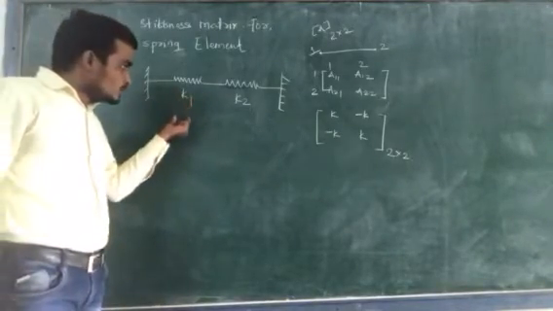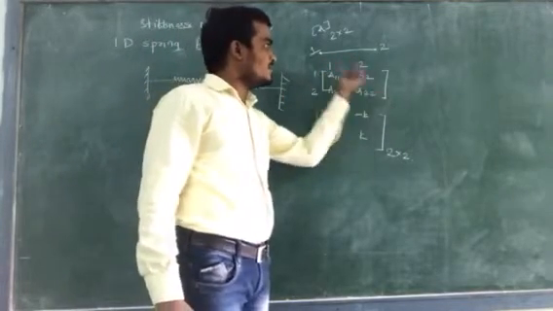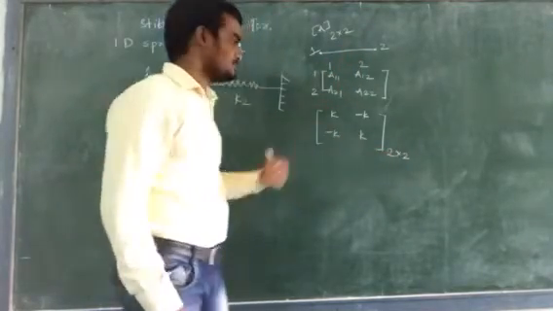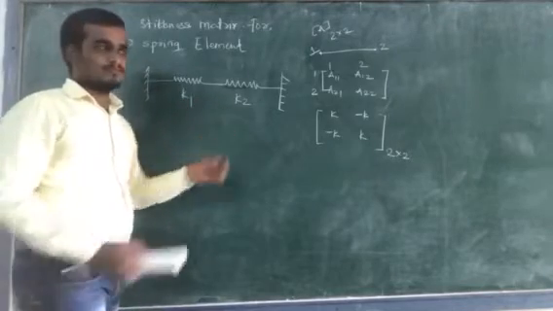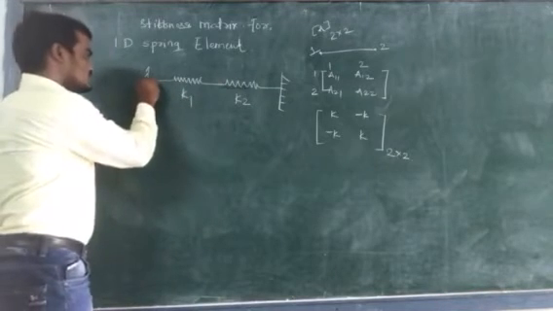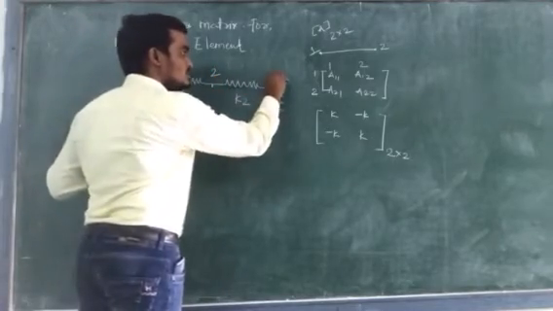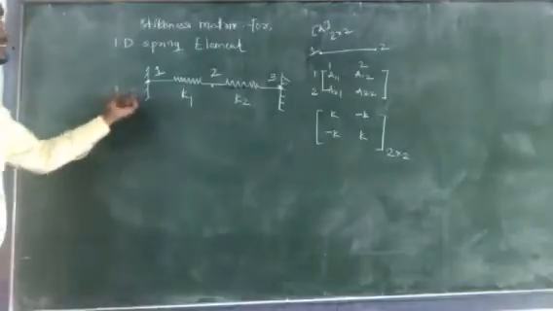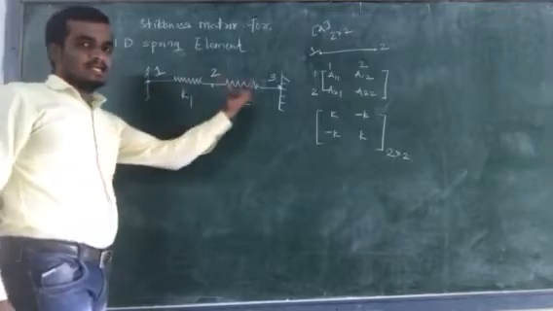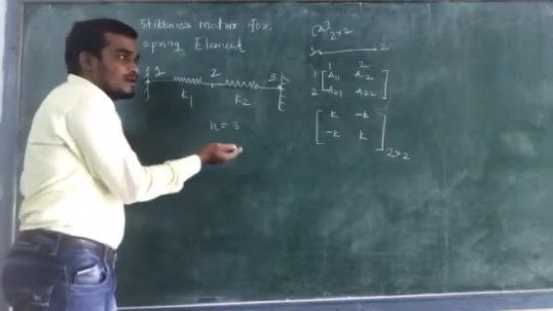As we know, if there is 1 element, there must be a 2 by 2 matrix, because 1 element means there are 2 nodes. Here, there are 2 elements. So how many nodes are there? This is your first node, this is your second node, and this is your third. So there are now 3 nodes, and the number of nodes n is equal to 3.